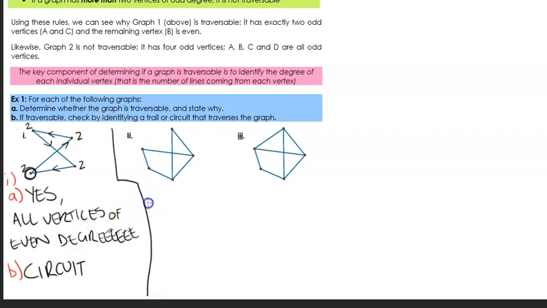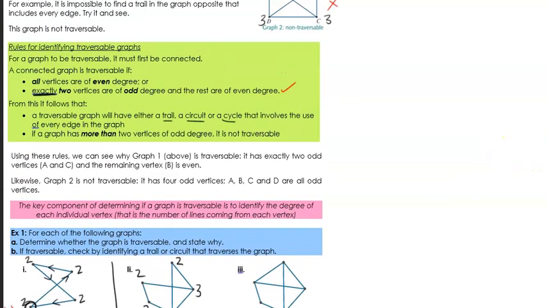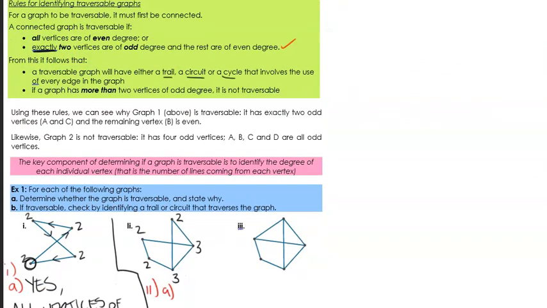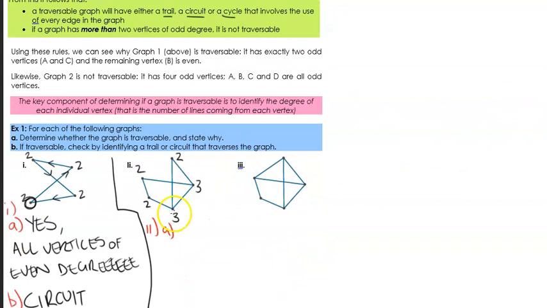Alright, for A, let's see the degrees of each one. So this is 2, this one here is 2, this one is 3, this one is 3, and this one is 2. So we satisfy the characteristic of exactly 2 vertices of odd degree, and the rest being even. Yep, that is the case. Here are the 2 odds, those are the evens. So yes, this is traversable.